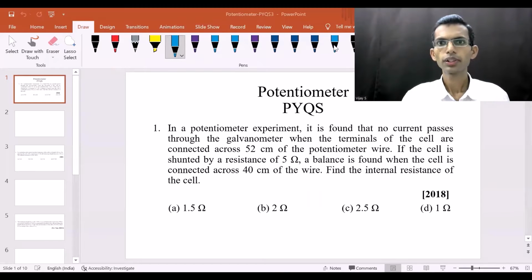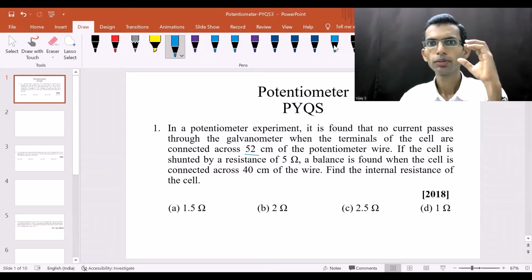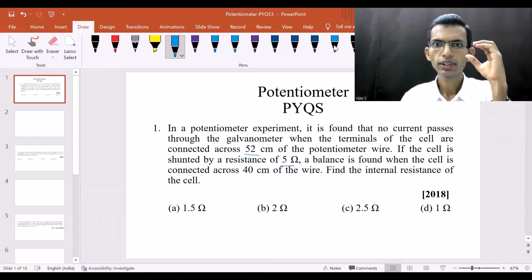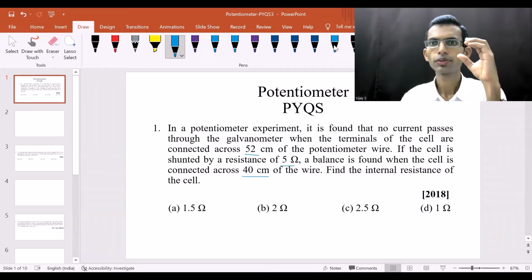In a potentiometer experiment, it is found that no current passes through the galvanometer when the terminals of the cell are connected across 52 centimeters of the potentiometer wire. If the cell is shunted by a resistance of 5 ohm, a balance is found when the cell is connected across 40 centimeters of the wire. Find the internal resistance of the cell.